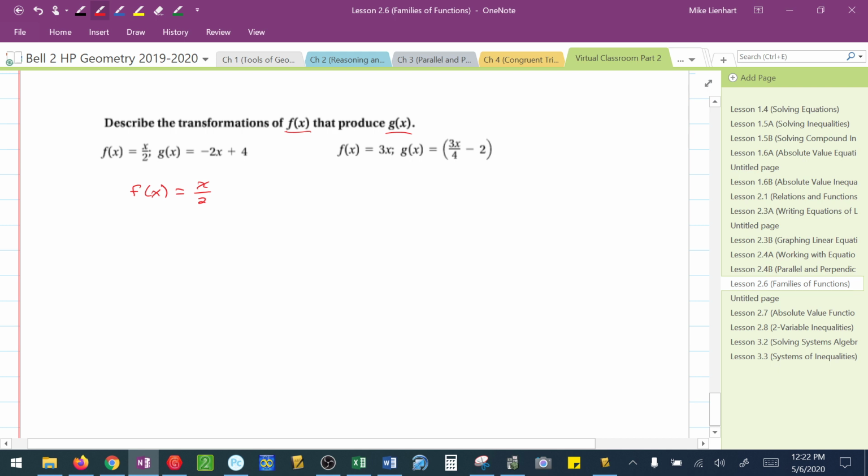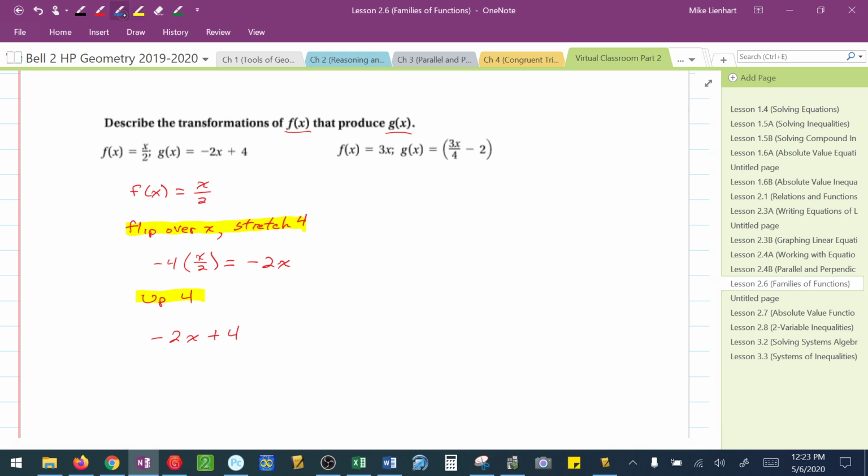So if I do negative 2x, that means I'm going to flip over the x-axis, and I'm going to stretch by 4. So flip over x and stretch 4 means we have negative 4 times x over 2, which would give us negative 2x. Okay, we're on the right path now. Then I want to do the up 4, and that would leave me with negative 2x plus 4. So what did I do? I flipped over x, I stretched 4, and then I went up 4.